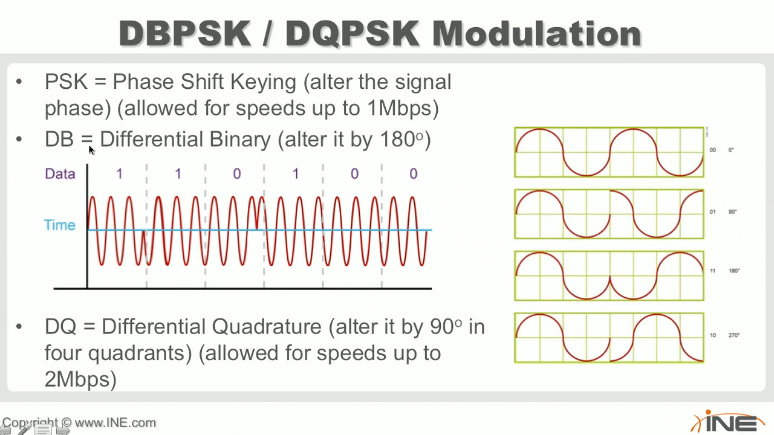So the idea with differential binary, I've got an example here. We're altering the signal binarily, or we're altering it in 2 different directions. So here you see this 1, 2, 3 hertz wave, and then we stop it.